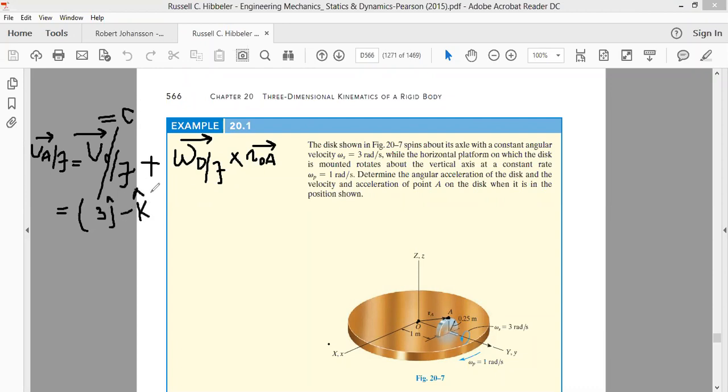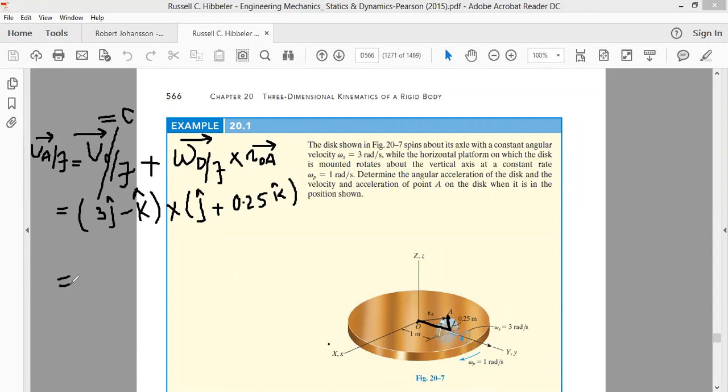We have to take its cross product with r OA, the radius vector drawn from O to A. This radius vector has a component along the y-axis and a component along the z-axis. Its component along y is 1 j cap, and the component of A along z is 0.25 k cap. So it will be 1 j cap plus 0.25 k cap. This is the velocity.